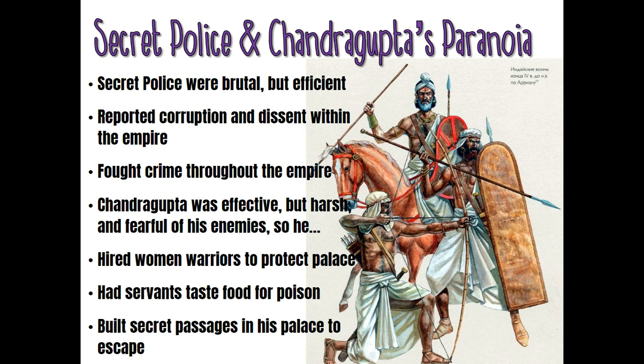So what he did, he hired women warriors to protect his palace. And you may be thinking, well, why? Why do you think he may hire women warriors to protect his palace? Now, keep in mind, Chandragupta was very paranoid that the people around him were going to kill him to try and take some of his power. Well, a female ruler would not have been acceptable in India at this time. So he figured if he surrounds himself with women warriors, he doesn't have to worry about people killing him for his power because a woman wouldn't be able to take over that dynasty.